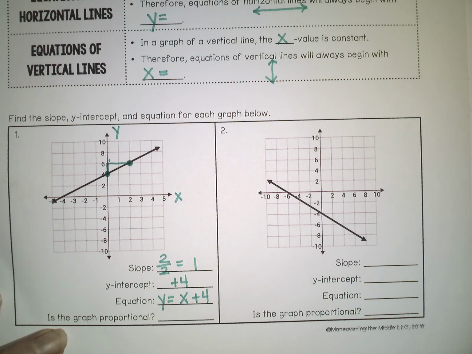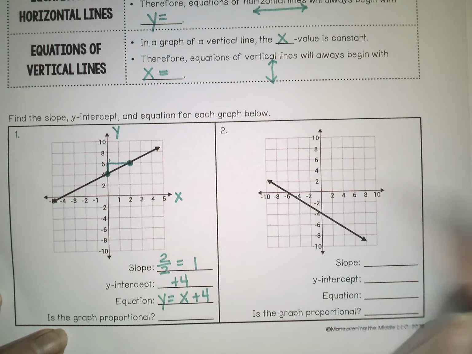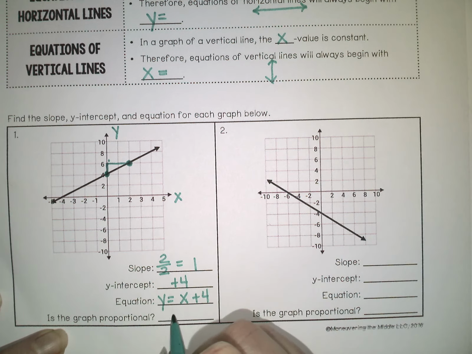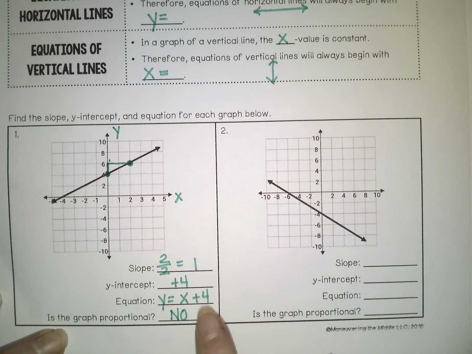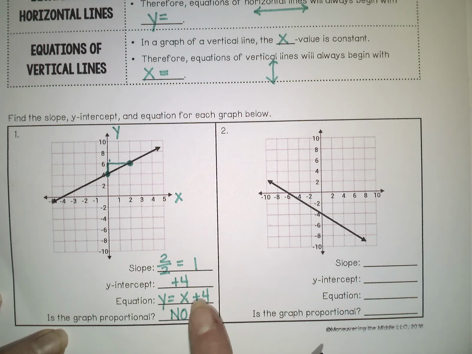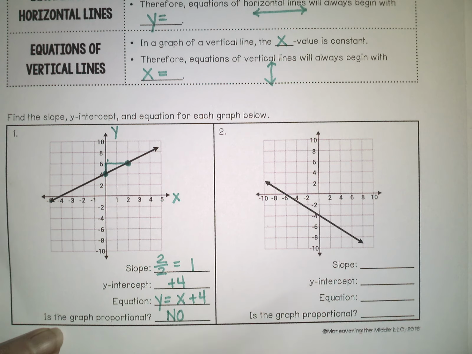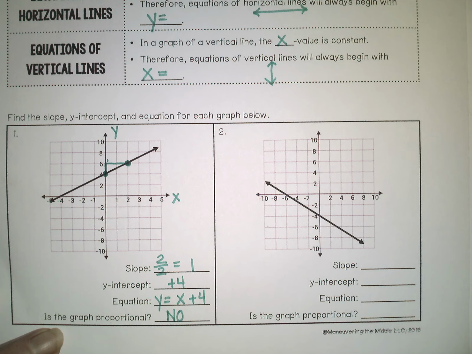The last question I want to ask: is this graph proportional? What did we review up top? If it's proportional, it's going to be a straight line passing through the origin. This is a straight line. Does it pass through the origin? The answer is no. So this graph is not proportional, hence why we have a y-intercept other than 0. I want you to try number 2 and identify the slope, the y-intercept, the equation, and whether this graph is proportional.